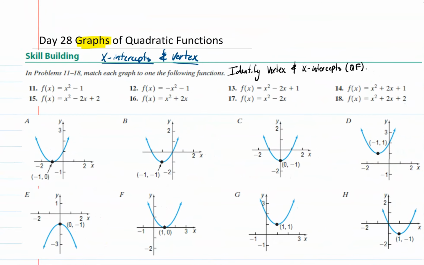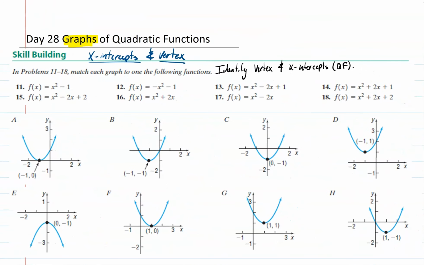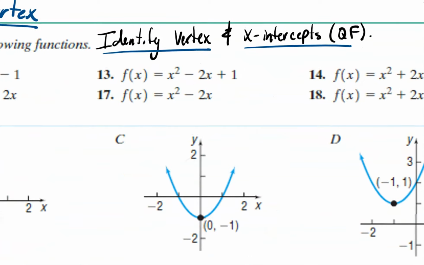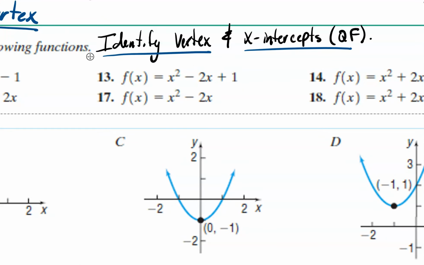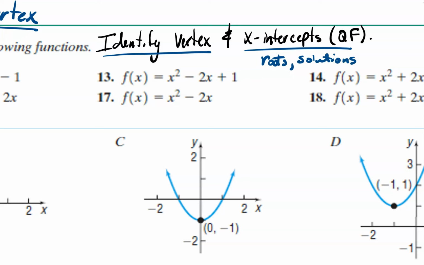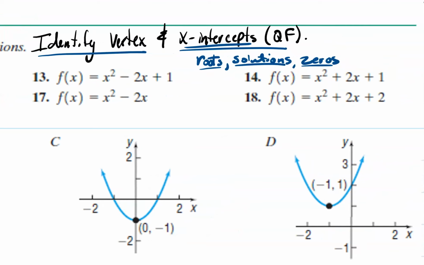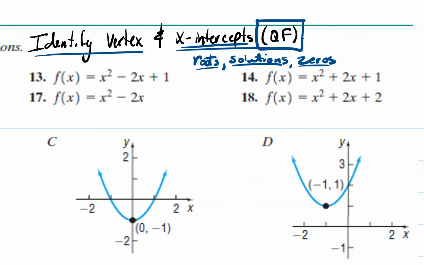So the first thing that we're going to do is pick a few of these examples. There are 8 here, and we may not go through all of them in this video, but pick a few of these examples and we're going to identify the vertex and the x-intercepts. So one more time as a reminder, the x-intercepts we also know as roots. We know them as solutions. We've used the term zeros, and all of these terms can be used interchangeably: roots, solutions, zeros, x-intercepts, and all 4 of those are found by using our quadratic formula.